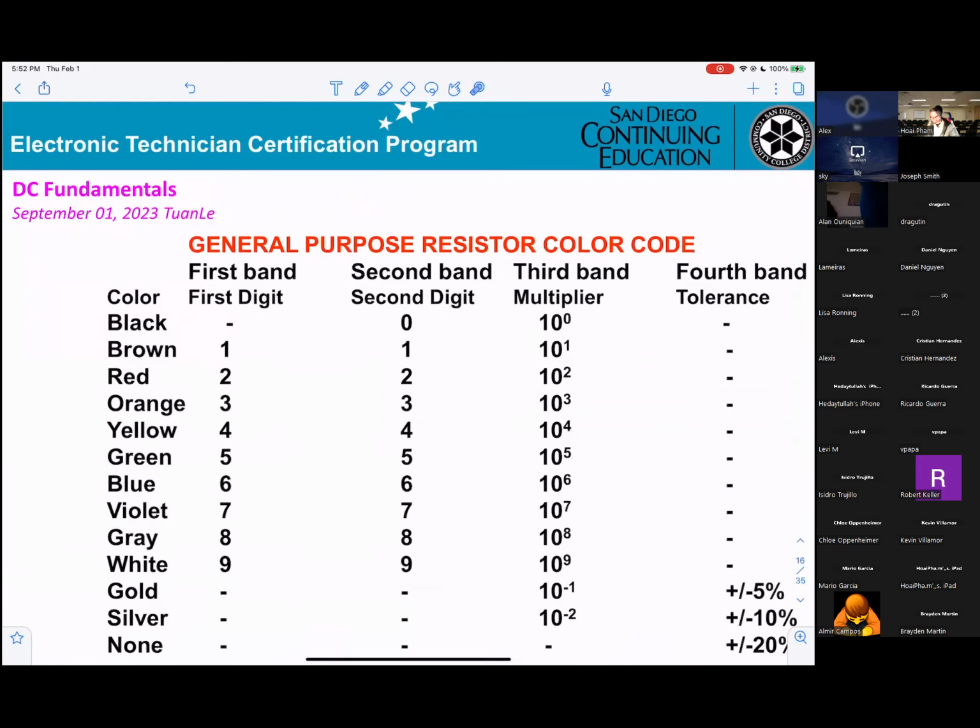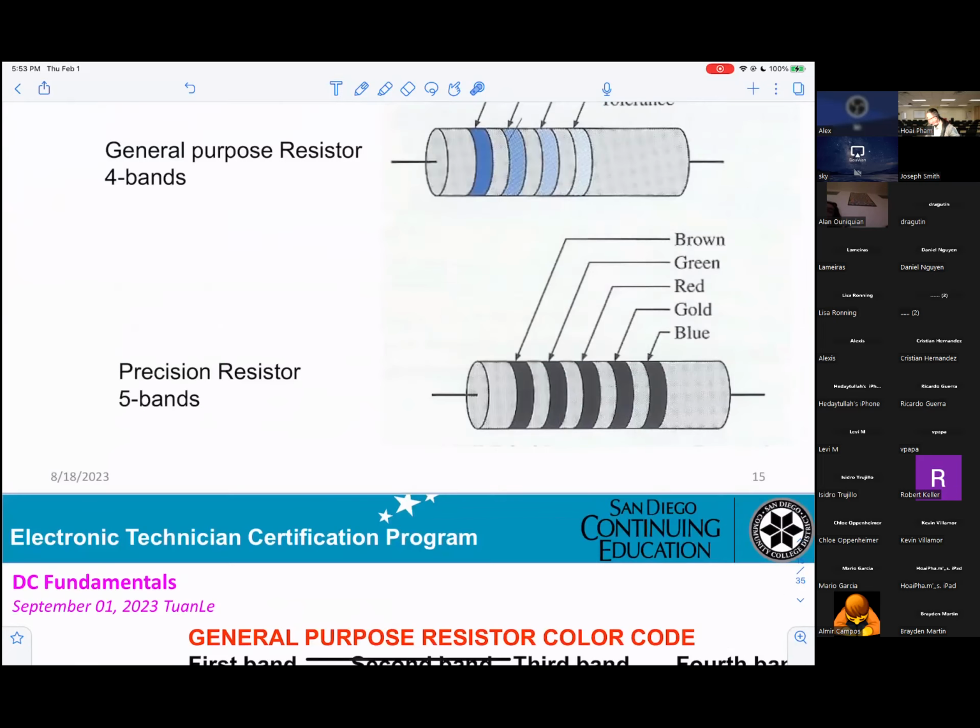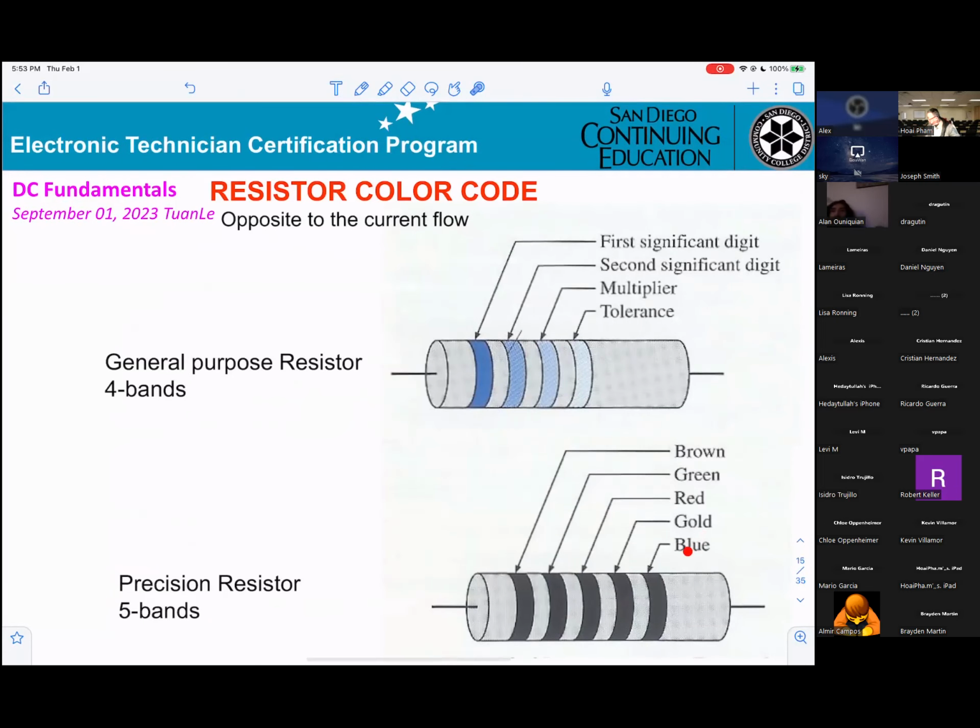Mr. Sam, what was the blue band for? Let's see. Blue is, yeah, the first four, tolerance.